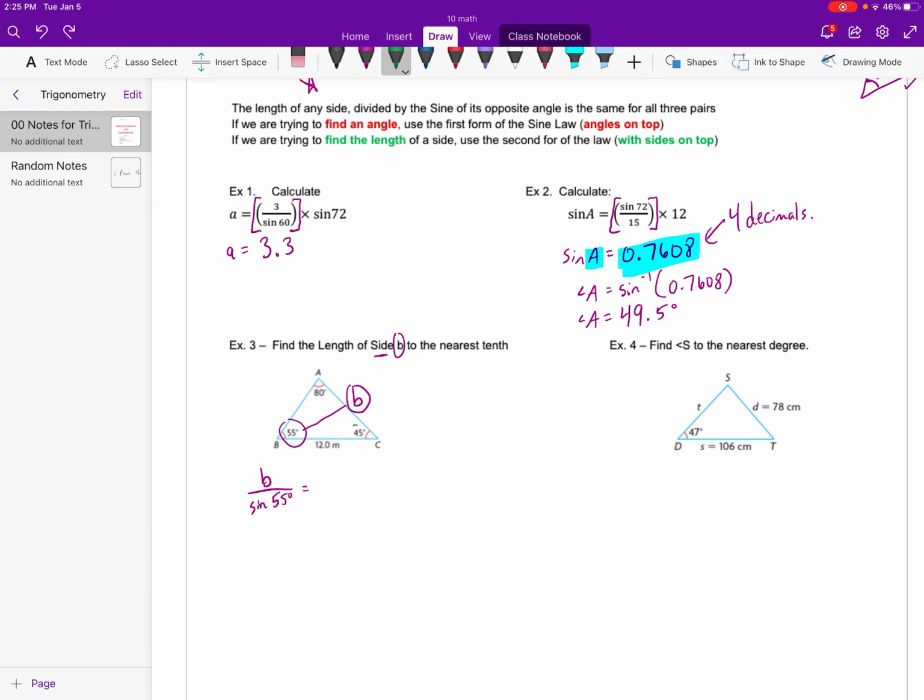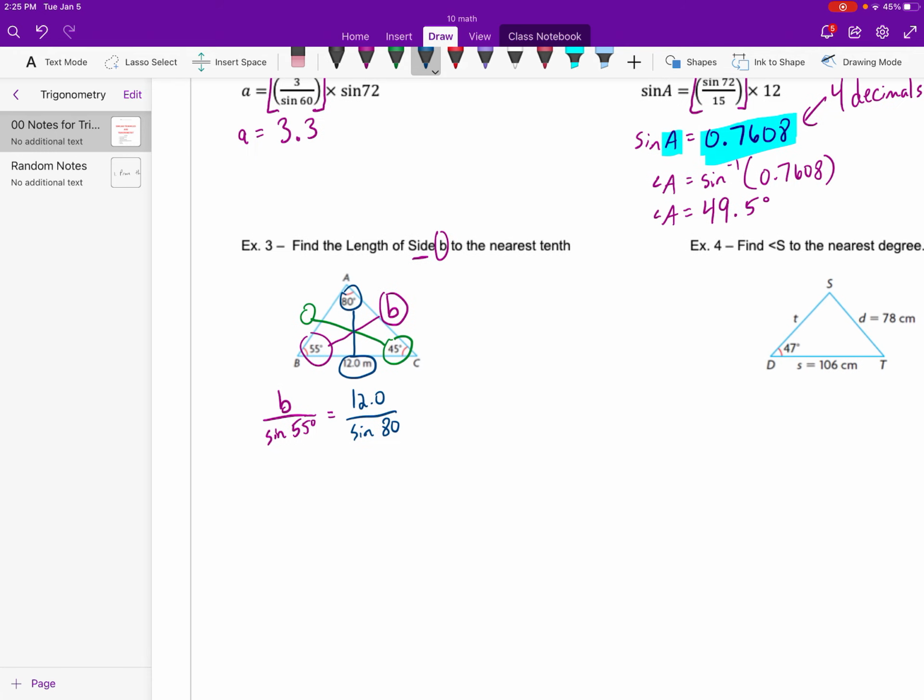So we could use this angle, angle C over side C, or we could use A over sine A. Well, I only want to have one unknown when I'm dealing with an equation like this. So I'm going to choose A over sine A because both A and angle A are known. So we're going to put 12, the measure of the side, over sine of the angle, which is 80.